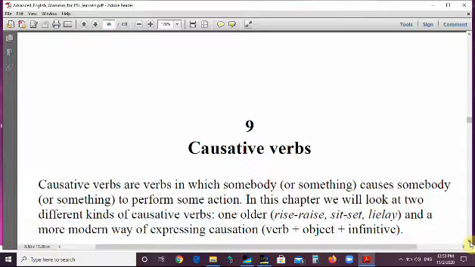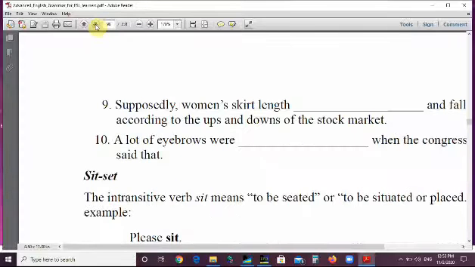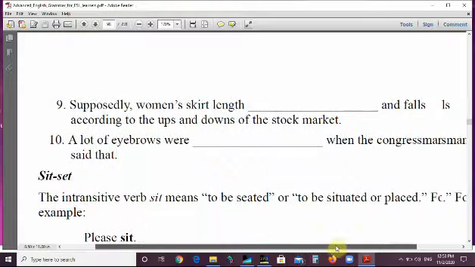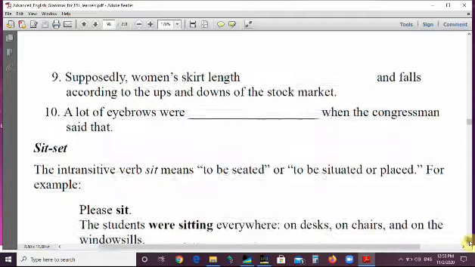Let's complete lesson 9, causative verbs. We did the first pair of verbs, rise and raise, and now let's do the second pair, sit and set.